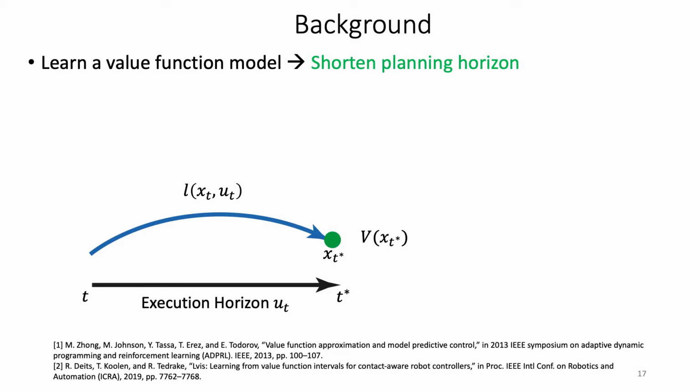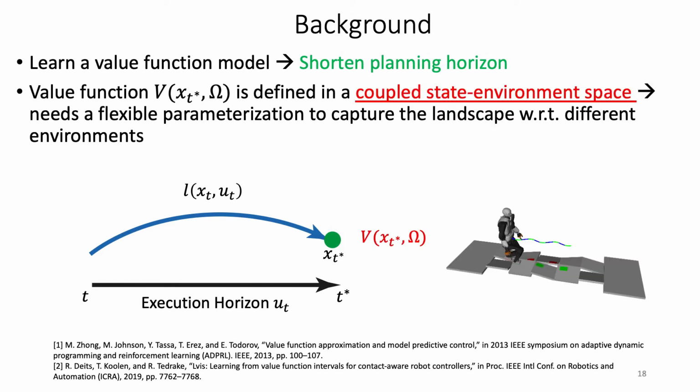Alternatively, we can shorten the planning horizon by learning a value function model. However, learning a value function for multi-contact planning is challenging. This is because the value function is defined in a coupled state-environment space, which requires a flexible parameterization that can capture the landscape changes of the value function with respect to environment variations.